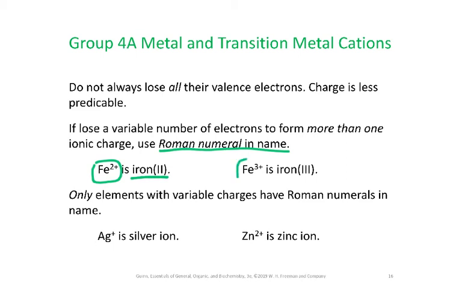So iron 3+ also exists, and it's lost 3 electrons. It's a different ion. It's going to behave differently. So it'd be iron, parentheses, III. Now, just because it's a transition metal doesn't mean that it always has Roman numerals. For example, silver only loses 1 electron, and so it's always silver 1+. So Ag+ is the silver ion. Zinc is always 2+. Zn2+ is the zinc ion. You don't need the Roman numerals.